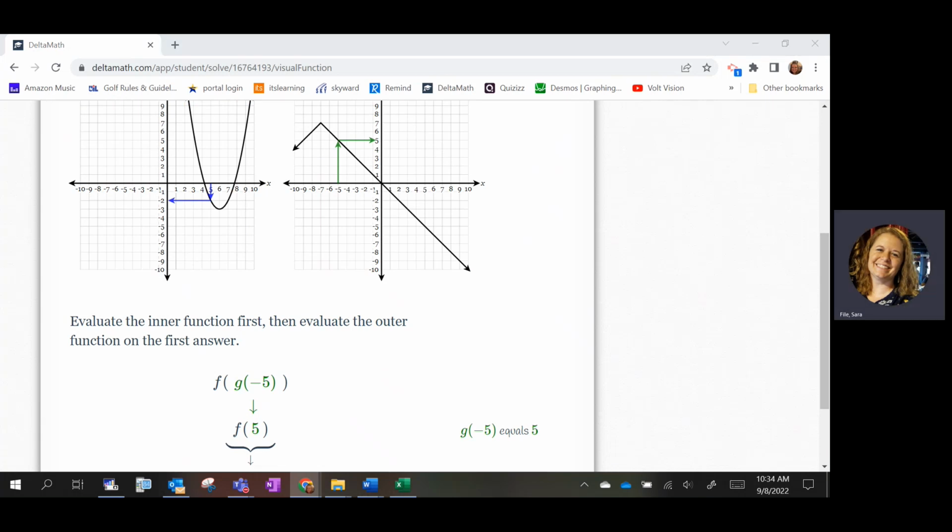Any questions on that assignment or what you need to be doing? Okay, don't forget the inverse worksheet is due today. If you haven't finished that yet, that's what you should be working on first. This Delta Math on composition will be due Tuesday.